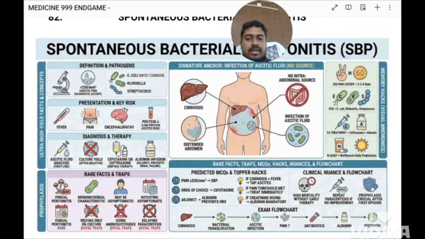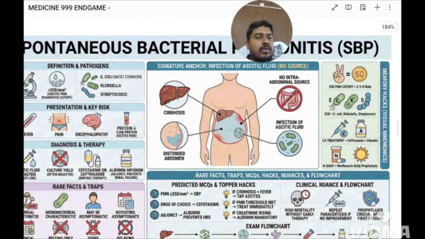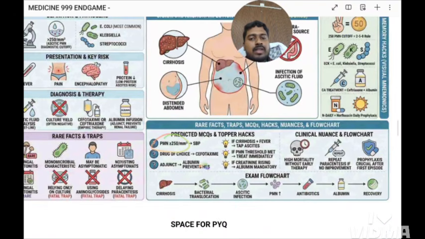Okay, next. What is the cutoff rule? 250 rule. Polymorphonuclear cells more than 250 is SBP. Drug of choice is cefotaxime. Adjunct is albumin, which prevents hepatorenal syndrome. If cirrhosis along with fever is there, then you do an ascitic tap. If the neutrophil threshold is met, you have to treat immediately with IV antibiotics. There is high mortality without early therapy. Repeat paracentesis is done if there is no improvement, and prophylaxis should be given so that the next episode doesn't occur.